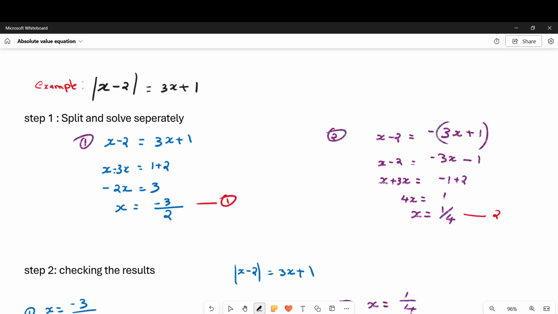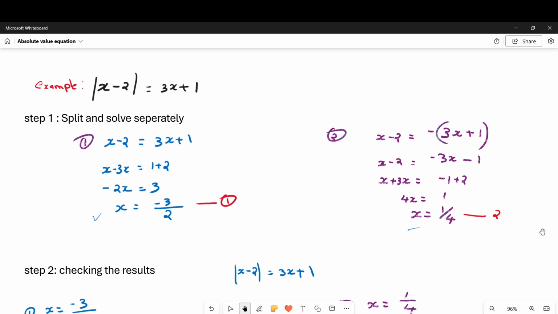So here, x minus 3x, we are moving the 3x to the left hand side. So x minus 3x is equal to 1 plus 2, so minus 2x is equal to 3, and x is equal to minus 3 by 2. So the first x value is minus 3 by 2. For the other option, x minus 2 is equal to minus 3x minus 1. While computing, we will have an x value equal to minus 1 by 4. So these are the two values of x: minus 1 by 4 and minus 3 by 2.